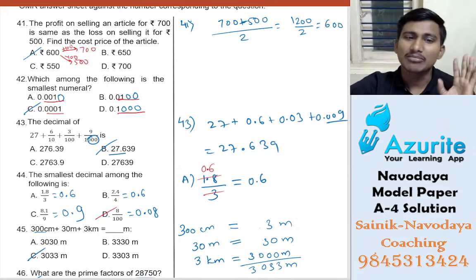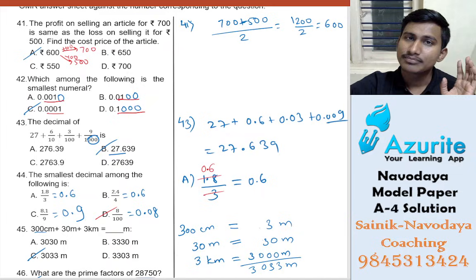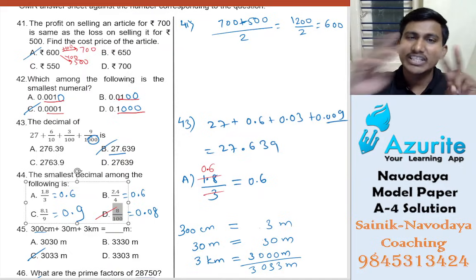So 0.6 will come. Like that here also 2.4 by 4. So 4 sixes are 24. 1 decimal place will come. Here 9 nines are 81. 0.9 will come. Here 8 by 100. 2 zeros means we know 2 decimal places will come.